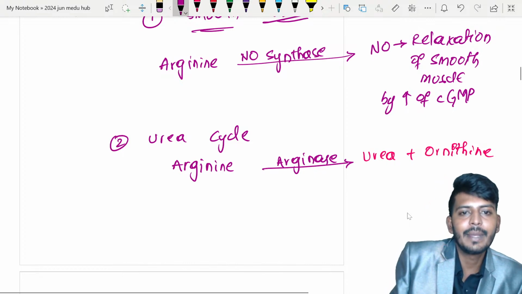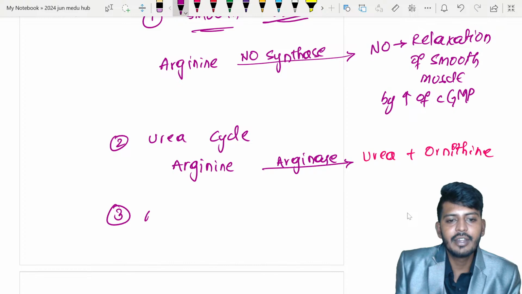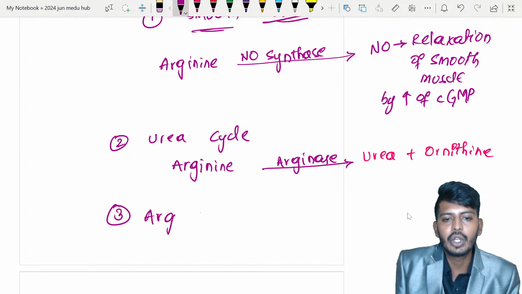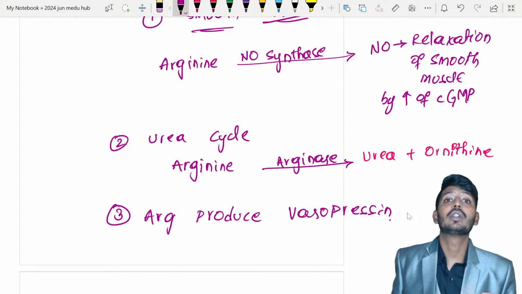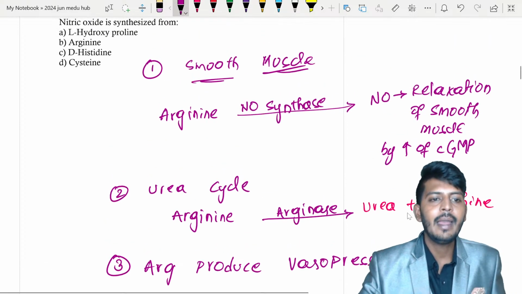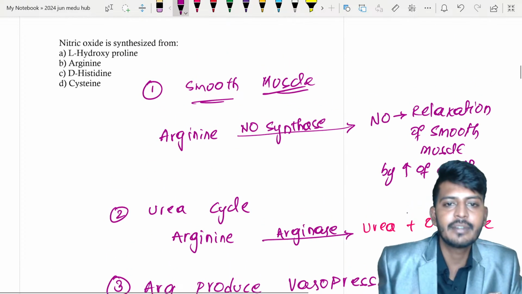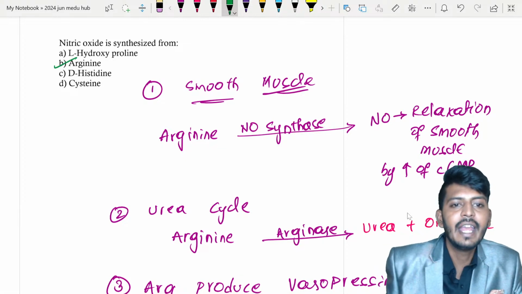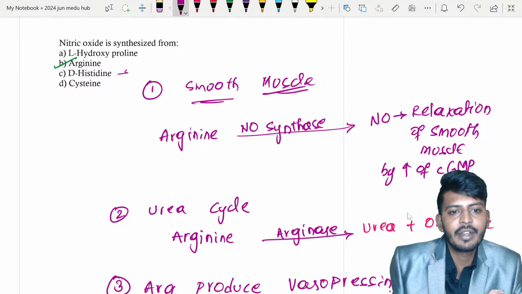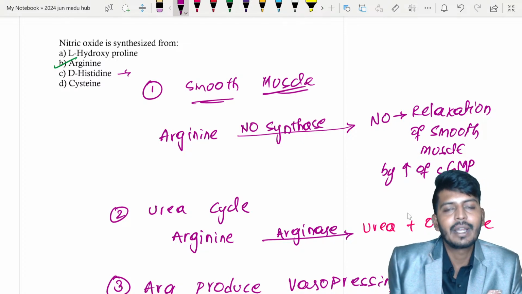Let's look at the third role of arginine. Arginine produces vasopressin. So these are the three roles. They can ask 'all of the following except'. Be very, very careful. So the answer is B, arginine. Now we have histidine. Histidine is responsible for the production of, most importantly, histamine.